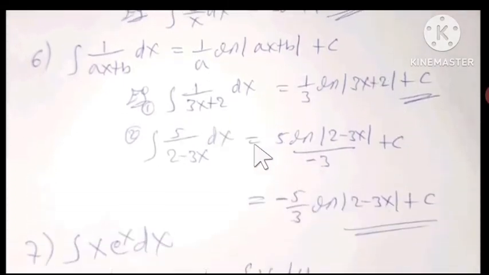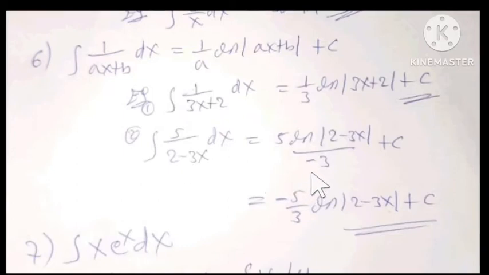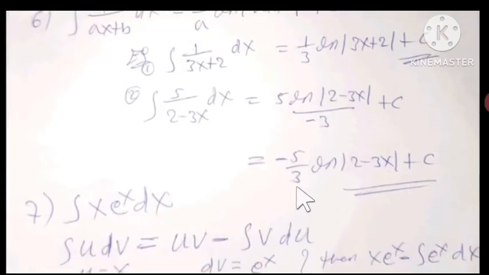The second example: the integral of 5 over 2 minus 3x dx. Take care: 5 over the coefficient of x, which is minus 3. So this means 5 over minus 3, times ln of the given linear equation, in absolute value, 2 minus 3x, plus c. Therefore, the last solution is minus 5 over 3, ln of the absolute value of 2 minus 3x, plus c.